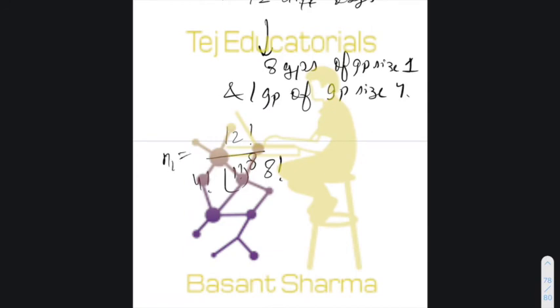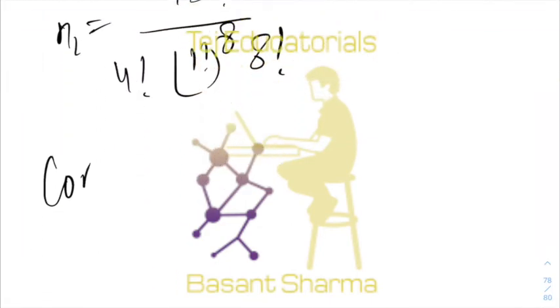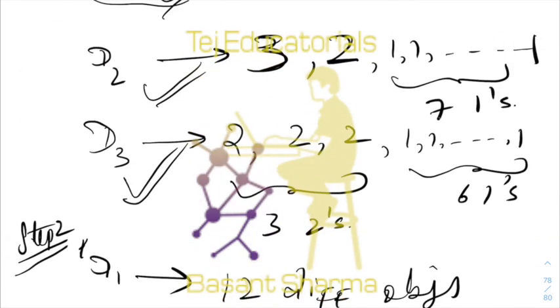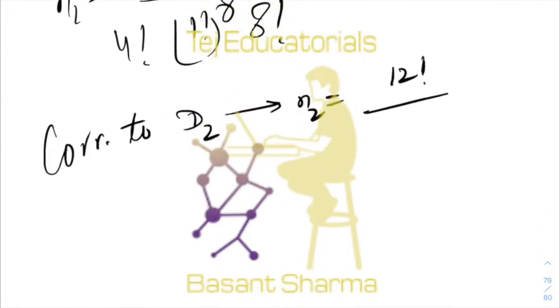Similarly corresponding to D2, you have N2 equal to 12 factorial upon how many you have? 1 group of group size 3, 1 group of group size 2, and 7 groups of group size 1. So that will be 3 factorial, 2 factorial, 1 factorial to the power 7, 7 factorial.